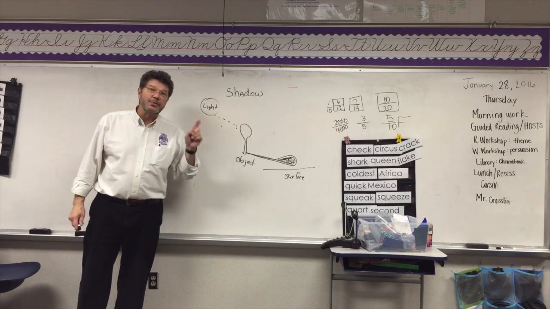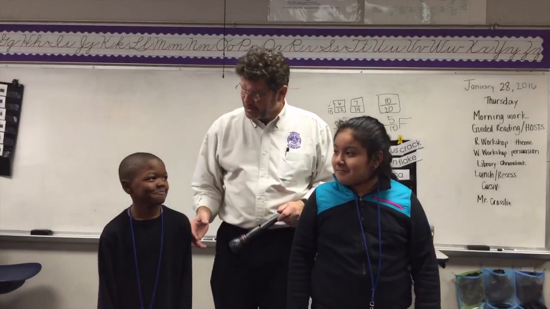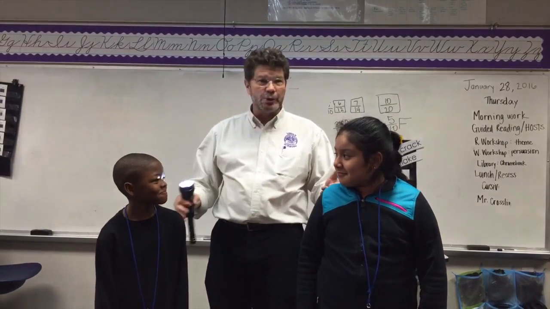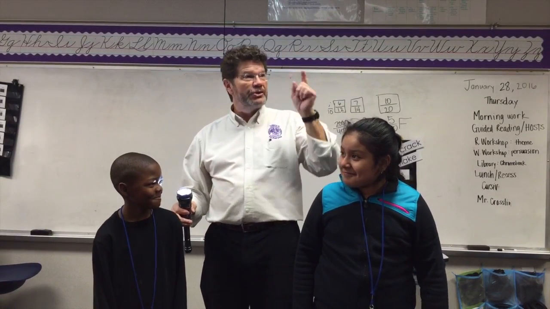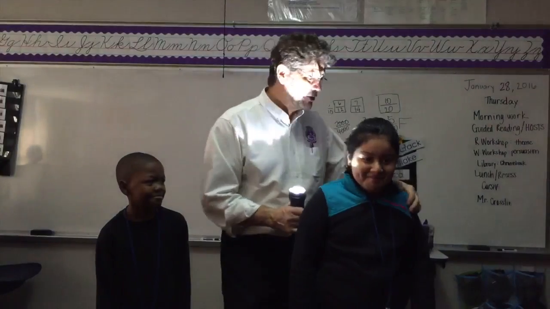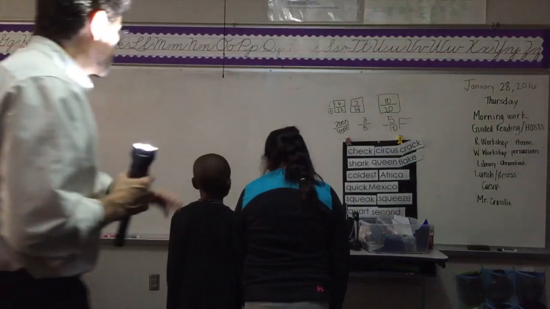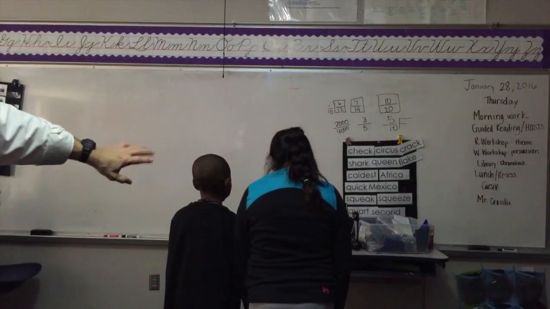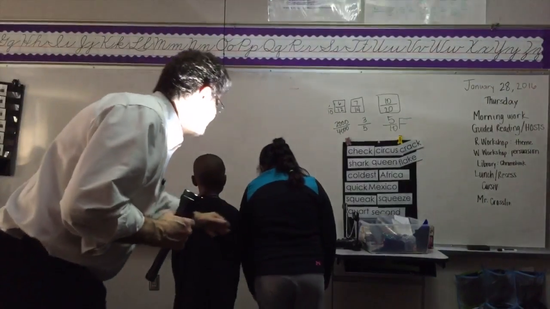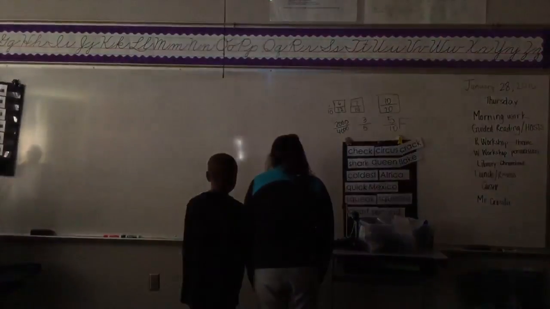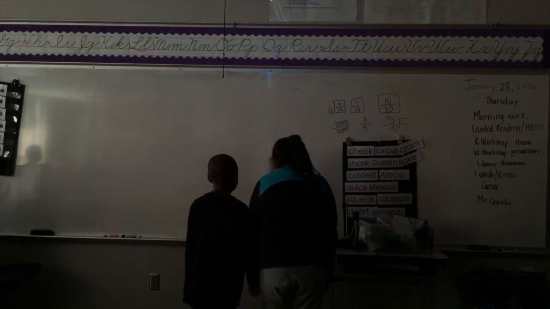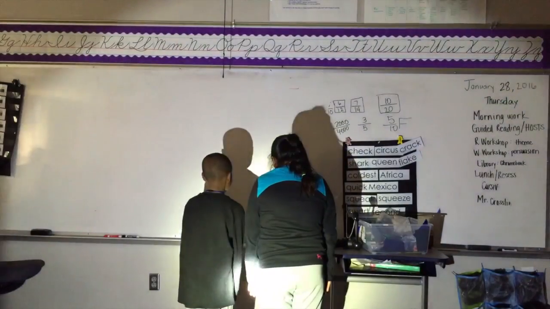Let's have some fun with shadows. All right, so let's make some shadows. I have a light, I have two objects, and I have a surface. Turn the lights out. Okay, guys, I want you to stand right here together. A little bit closer to the surface, closer to the board. Stop, stop. So, do you see a shadow? Not really. Let's add the light. Ready? You see a shadow?